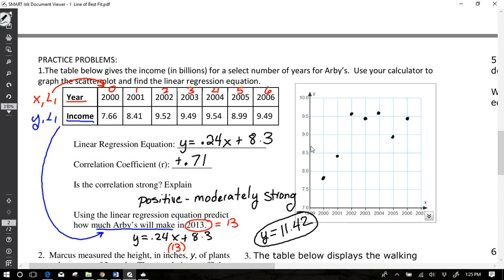All right, so I have completed practice problem number 1, and I came to the answer that Arby's will make 11.42 billions of dollars, and that's in the year 2013. All righty, let's take a look at example number 2 together.